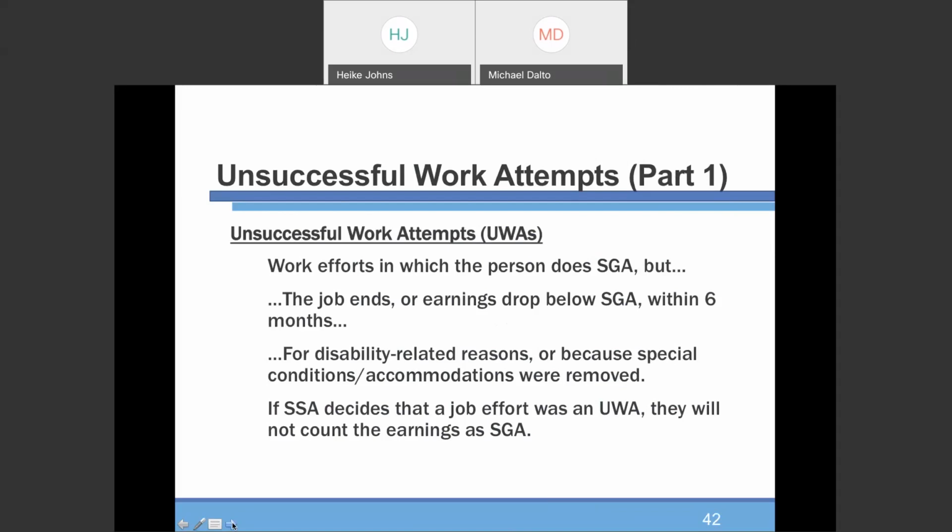Now, if Social Security decides that a work effort of less than 6 months was an unsuccessful work attempt, then they won't count that period of work as SGA, even though the person's earnings were clearly at or above the SGA level during that work attempt. Because they'll say, well, yeah, you were doing SGA, but the job didn't work out, or your earnings dropped below SGA because of your disability within 6 months. So we're not going to count it at all, and we won't count your earnings during that period of work as SGA.